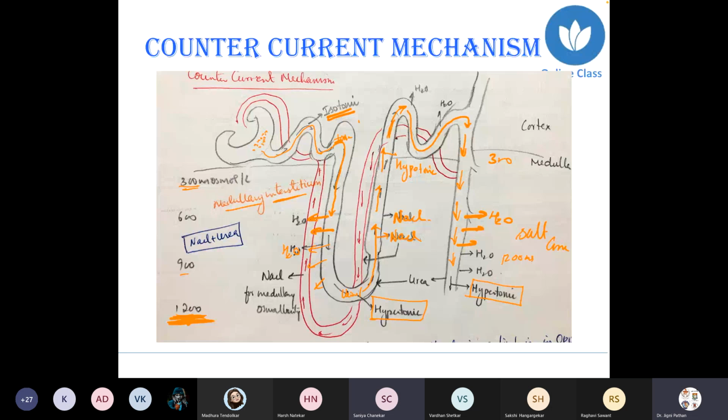So when the water moves out, the urine will become hypertonic. Right? Do you agree? Got the point? Now, this is how urine is getting hypertonic.